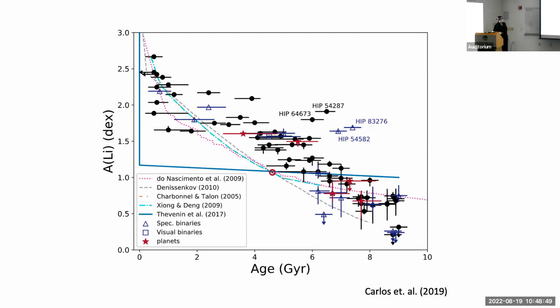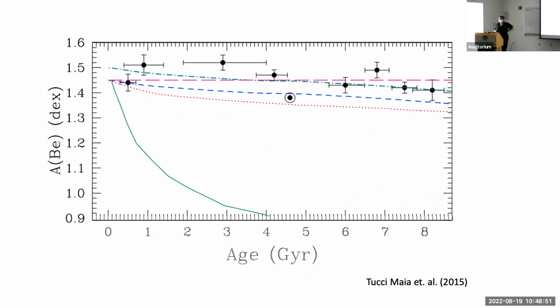But beryllium, on the other hand, we do not have nearly as many data points for. And it doesn't really follow any of the internal mixing models. And even if it did, there's just not enough data points for us to confidently choose an internal mixing model off of this. So what does this mean for us?